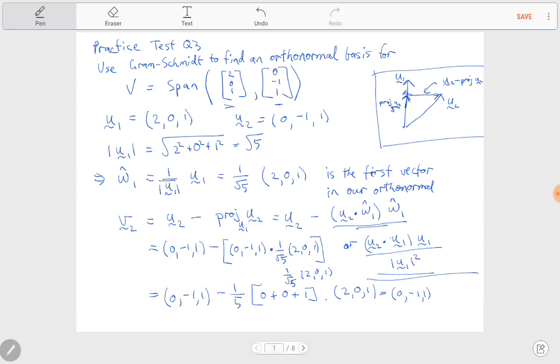I would be a bit annoyed if you actually did this in a test or an assignment. To tell you the truth, you should always write equals underneath each other if you can. So this is equal to (0, -1, 1) take 1/5 times (2, 0, 1).